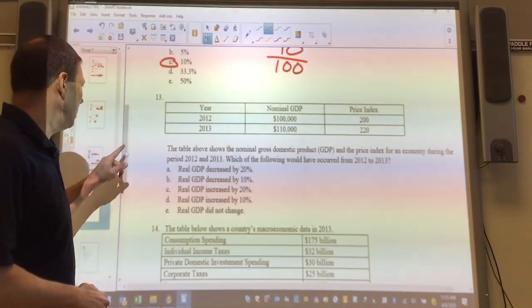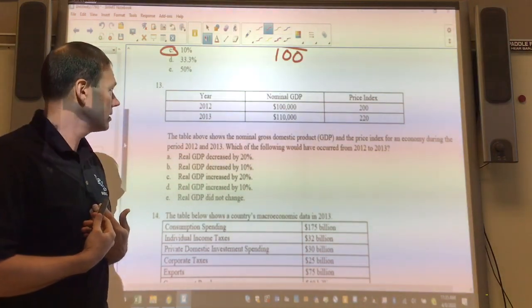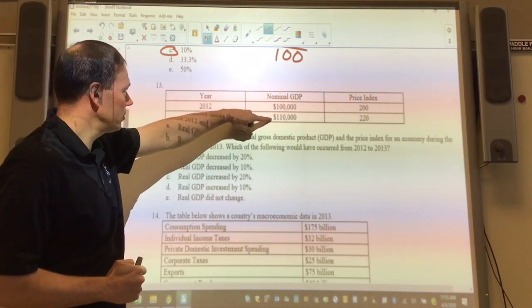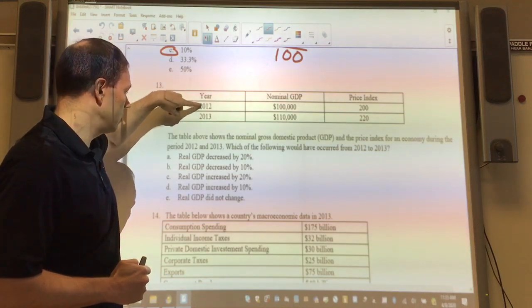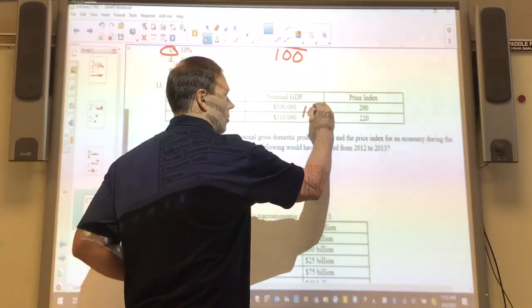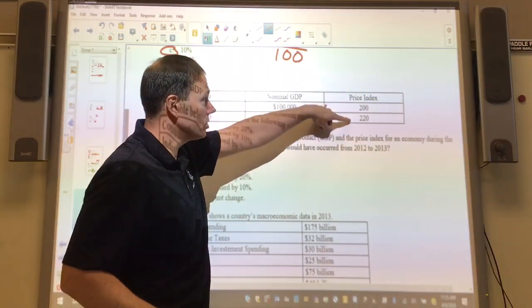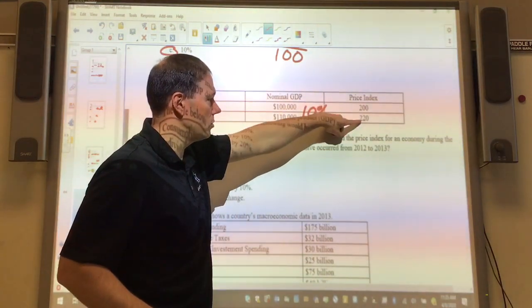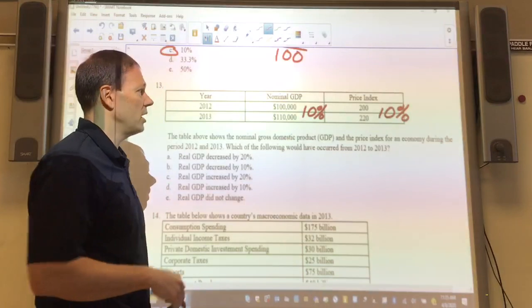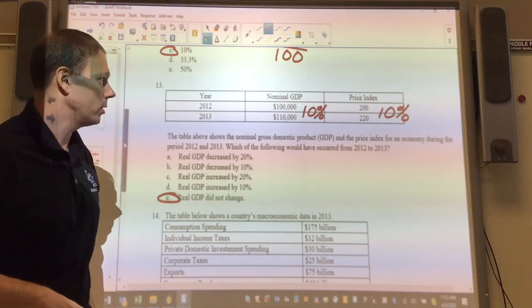All right, number 13. Okay, so 2 ways of doing this. The simpler way from my money is to look at it like this, is to say that nominal GDP increased by 10% from 2012 to 2013, okay, because it went from 100 to 110,000. So you saw a 10% increase, okay, from here to here. Now, let's look at our price index. It also increased by 10%. You went from 200 to 220. That's a 10% increase. And so if nominal increased by 10%, but the price index or inflation was 10%, that means we saw no change in real GDP.